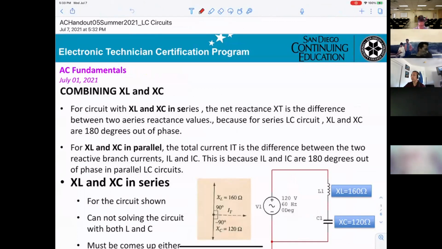Okay, so today we continue with the RC series parallel, and now we go into combining the circuitry with XL and XC.